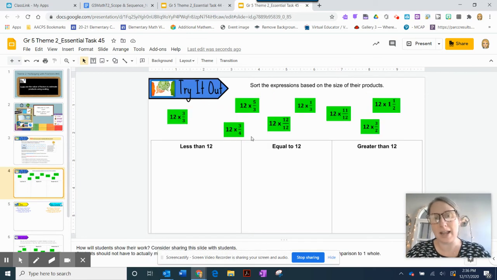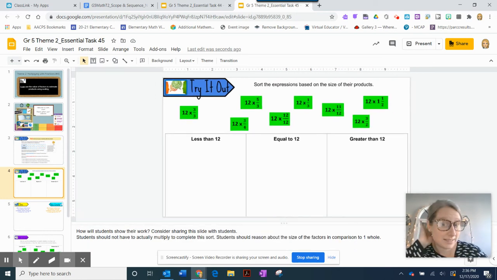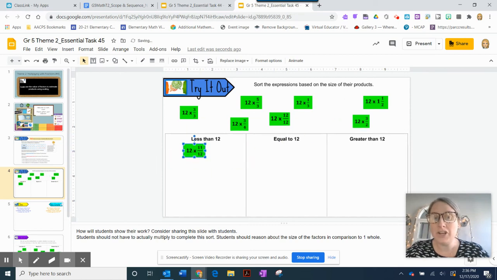Then they're going to go into this try it out, which consider just sharing this slide with students and they can work on this, but they're really using their reasoning. We're not asking students to actually do 12 times 11 12ths, right? I'm looking at this thinking, I have 12 times a factor less than 1 whole. So I know, based on that conjecture, based on those rules, that this is going to be less than 12. I have a factor here, 12 times 3/3. 3/3 I know is equal to 1 whole. So I know that this will be equal to 12. So I'm not actually finding those products.